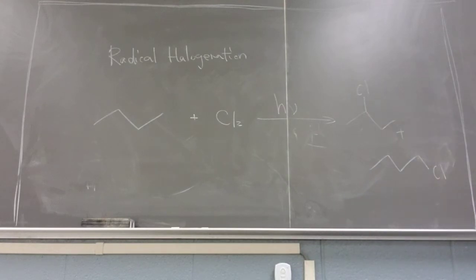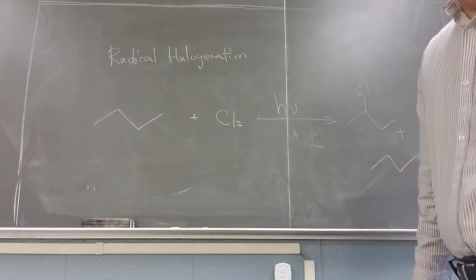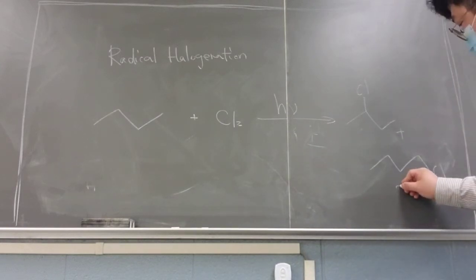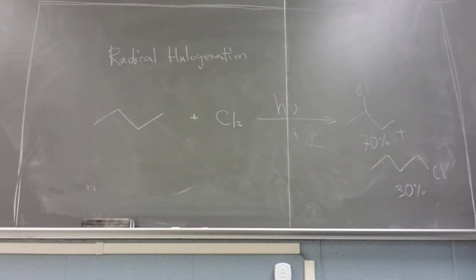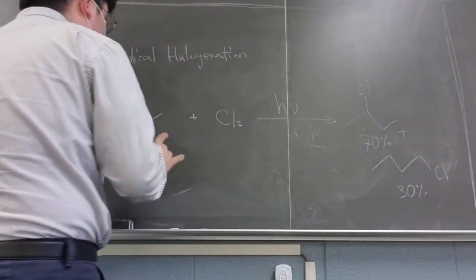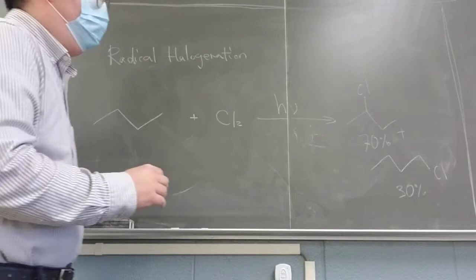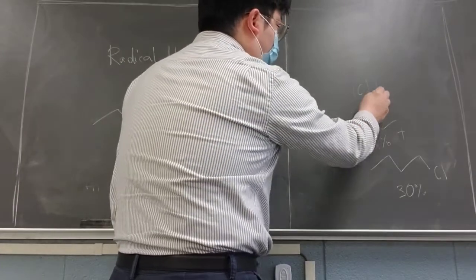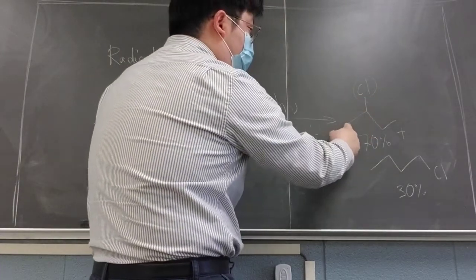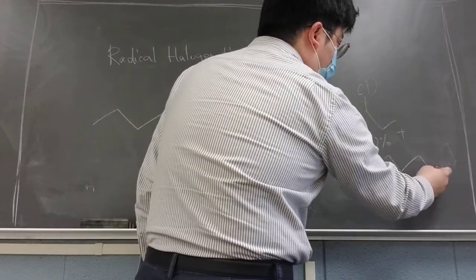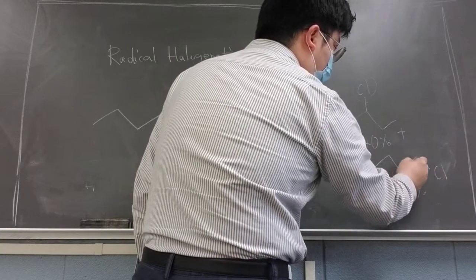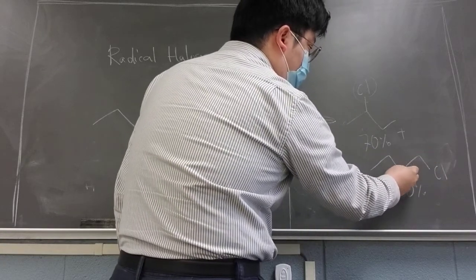These two. So this one is about 30%, and this one is about 70%. So we have two possible products we can get from this radical halogenation. You see the chloro group is on this carbon, which is more substituted, with these two carbons over here. And this one is only from one carbon here. This carbon is only surrounded by one carbon, right?